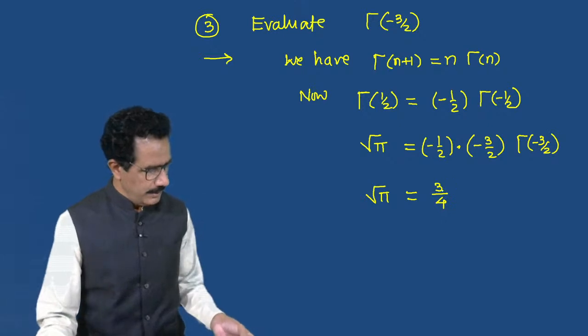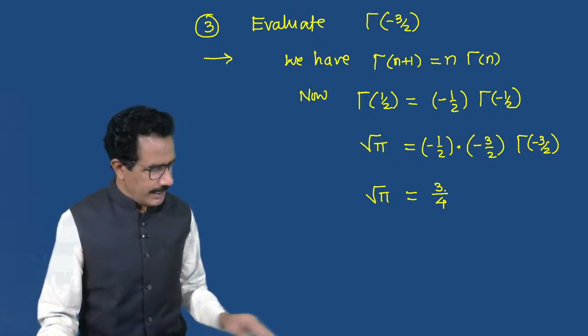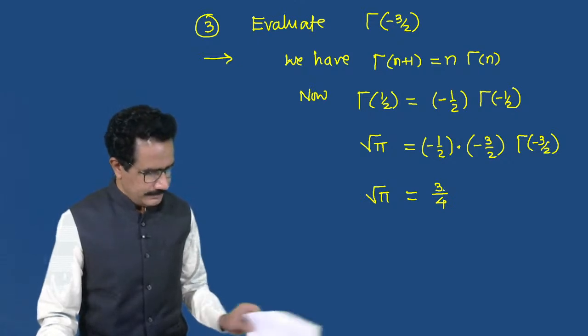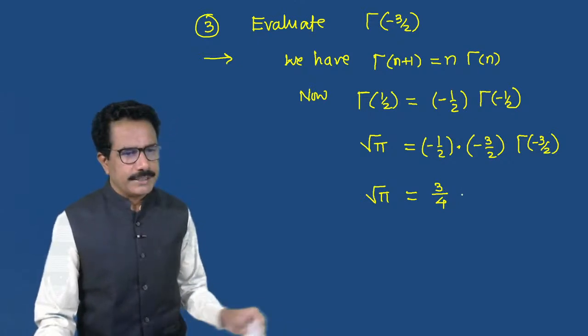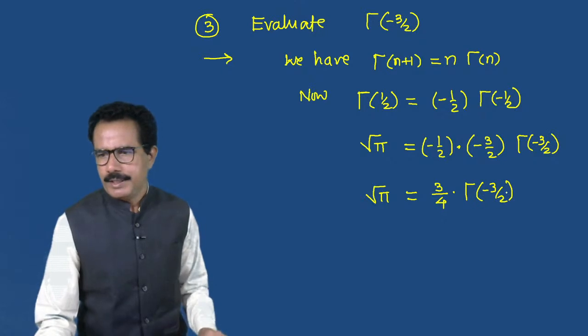See this, 3/4. We can write this as 3/4 into gamma of minus 3/2. Is it okay?